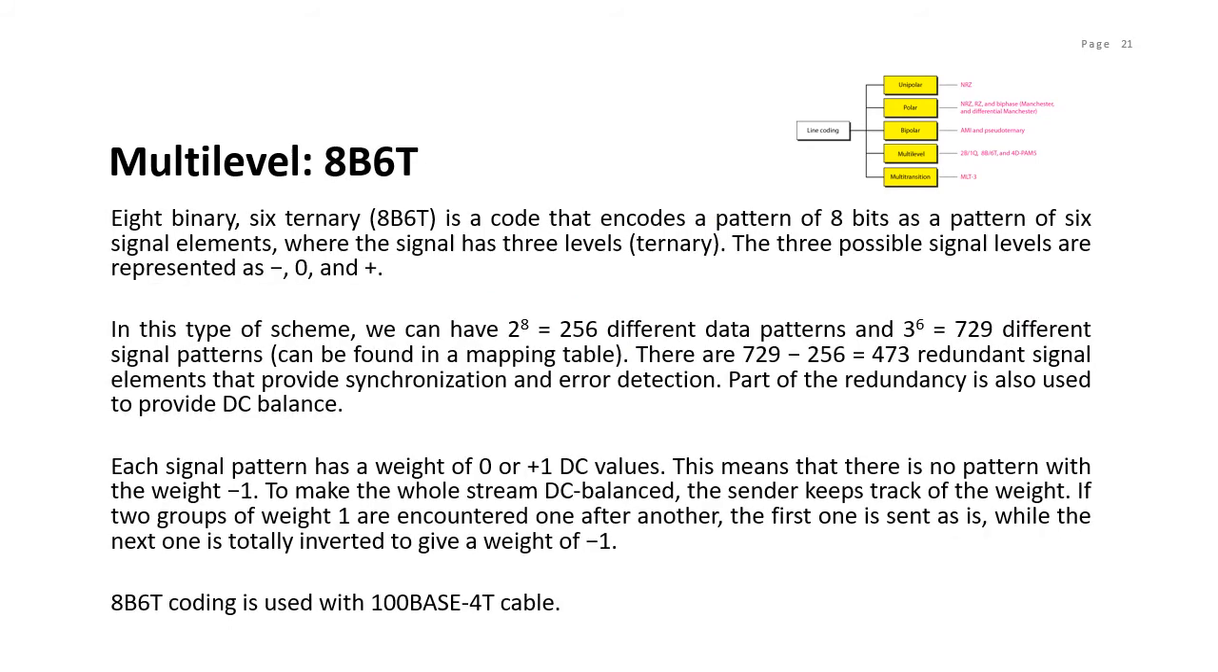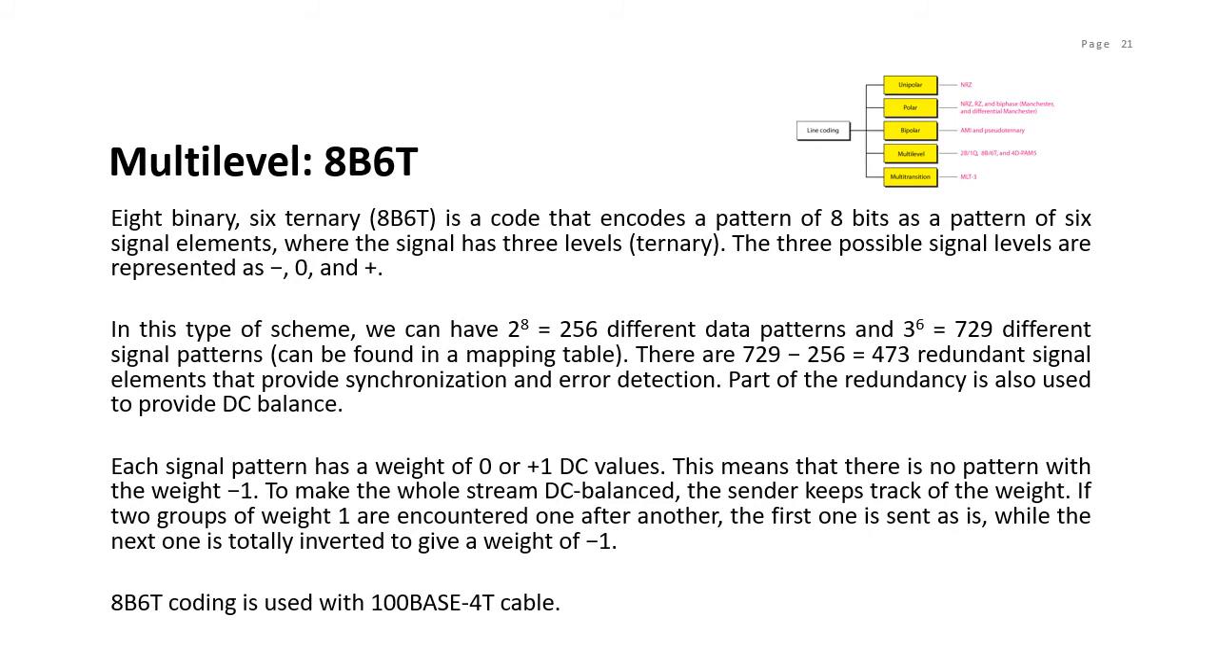Another line coding scheme under multi-level is called 8B6T, where it encodes a pattern of 8 bits as a pattern of 6 signal elements, and the signal has 3 levels, which is ternary. This code is used with 100Base-4T cable. From the name itself, we can see that this type of scheme can have 2 to the power of 8 equals 256 different data patterns, and 3 to the power of 6 which equals 729 different signal patterns.